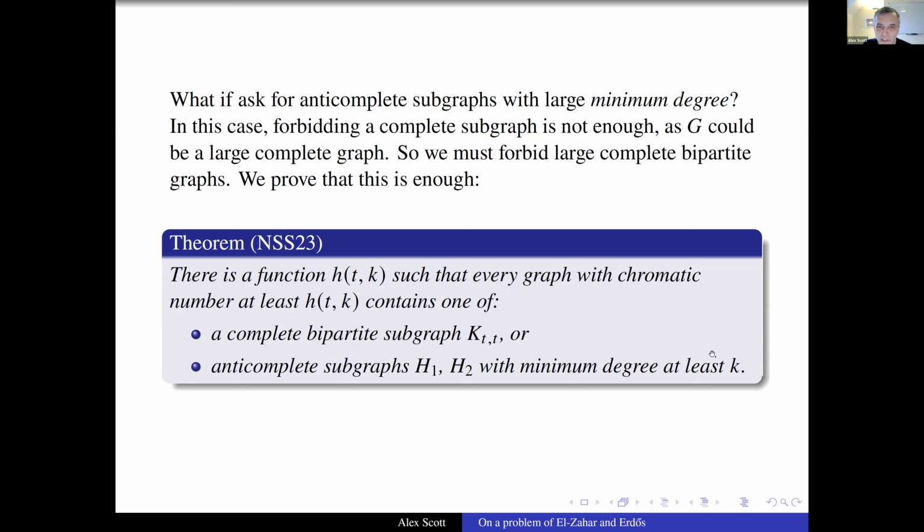Okay, there's a function h so that every graph with large minimal degree, not just large chromatic number, large minimal degree, contains either a complete bipartite subgraph, K_{T,T}, or anti-complete subgraphs with large minimal degree. So either you get a complete bipartite subgraph with T vertices on each side, or anti-complete subgraphs with minimal degree at least k. Okay.